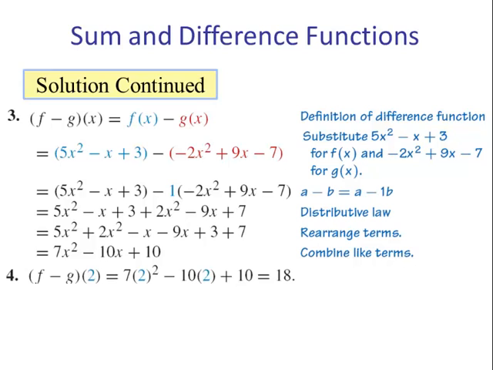Number 4. To find f minus g of 2, we take our new function, 7x squared minus 10x plus 10, and everywhere we see an x, we substitute a 2. Compute the order of operations and we have 18. So when the input is 2 for this function, the output is 18.